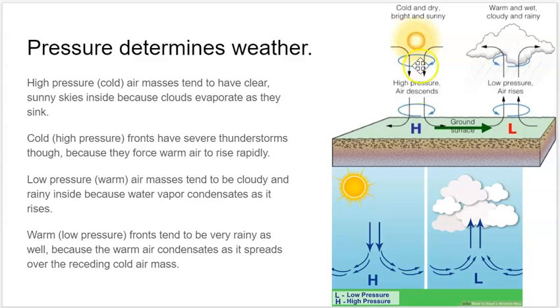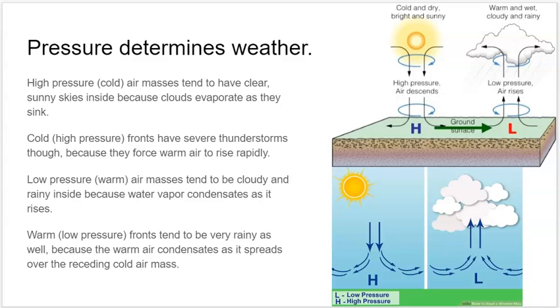Alright, so high pressure air masses in the middle tend to be clear and sunny. That's because any kind of clouds or moisture in it evaporates as it sinks lower to the ground. So whenever we have a high pressure air mass, the clouds sink down and evaporate, leaving clear sunny skies. Low pressure air masses are the opposite though. Low pressure air masses rise, because warm air rises, it's less dense. And that allows the clouds to form. The water vapor condenses into clouds and then can eventually precipitate. So we tend to have rainy, cloudy weather in the middle of a low-pressure air mass.